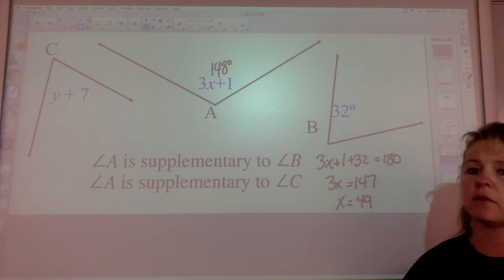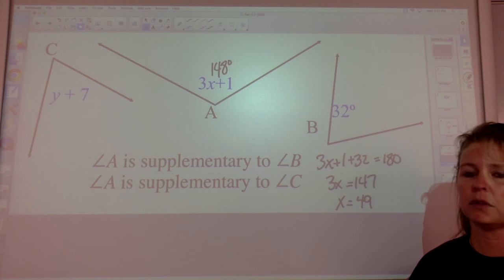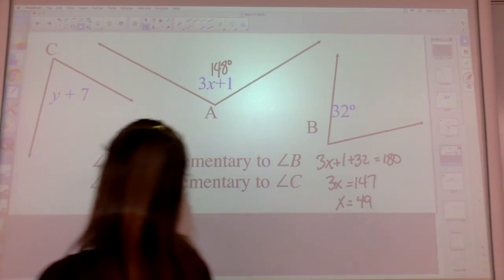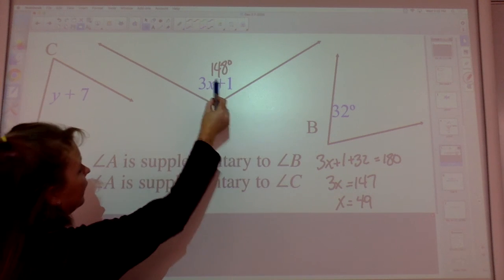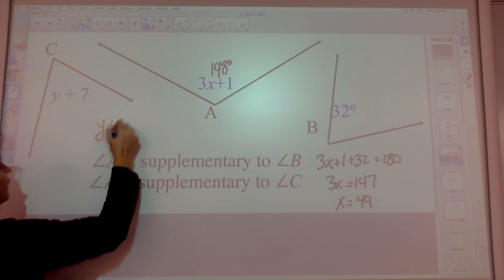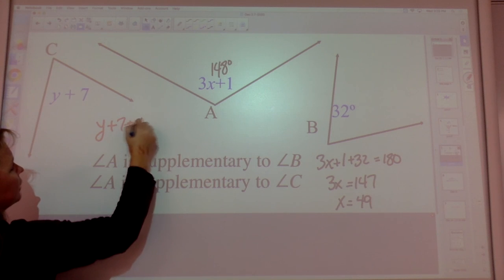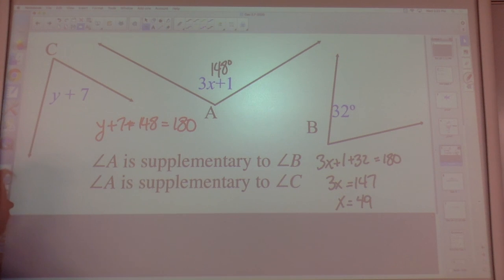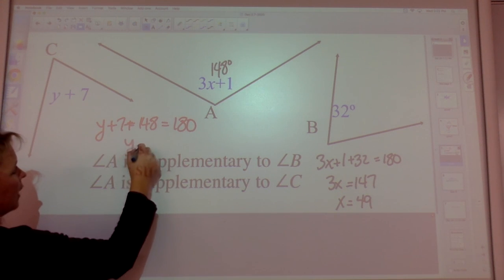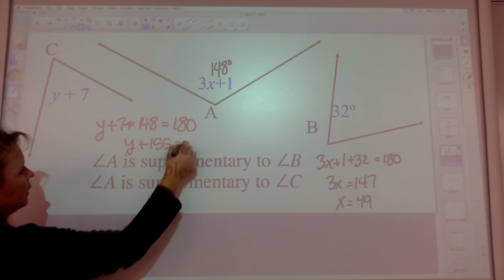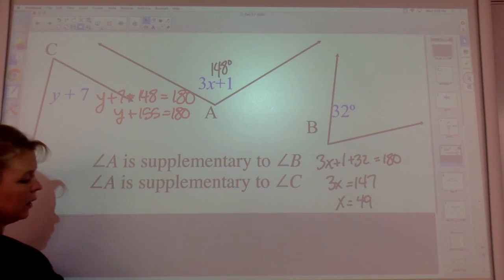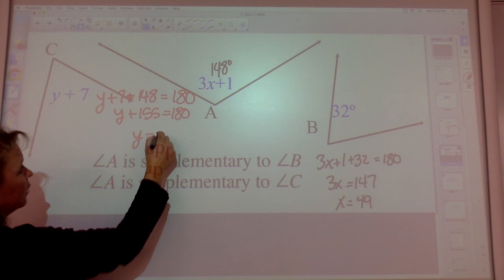Now we don't have B and C as vertical angles, so we can't set them equal to each other. It'd be nice, but they're not vertical angles like they were in the previous diagram. So we're going to have to go with the fact that angle A is supplementary to angle C. So hoping that we got that problem right, we are going to take y plus 7 plus 148 equals 180, supplementary. y plus 155 equals 180. And if we take 180 minus 155, we get y equals 25.